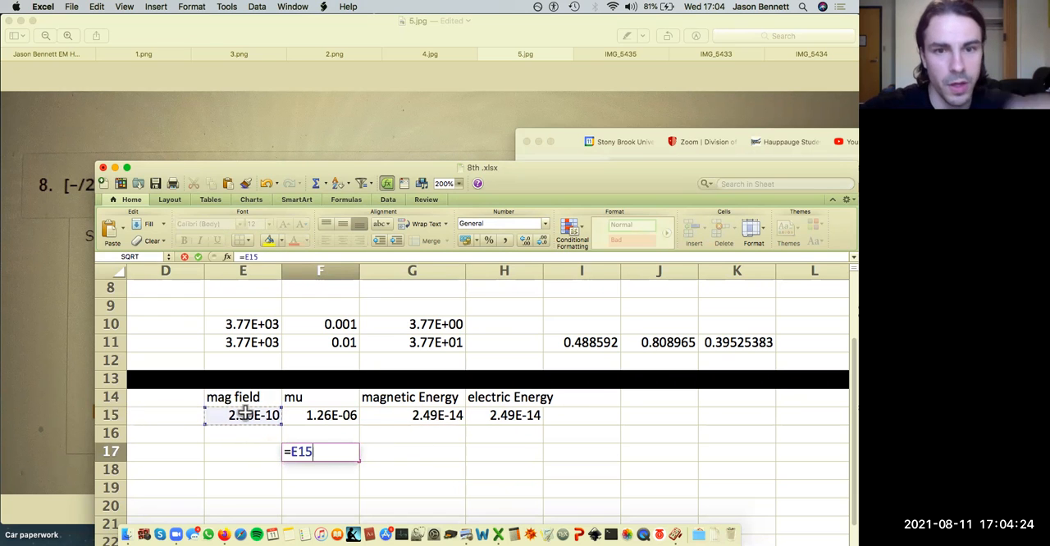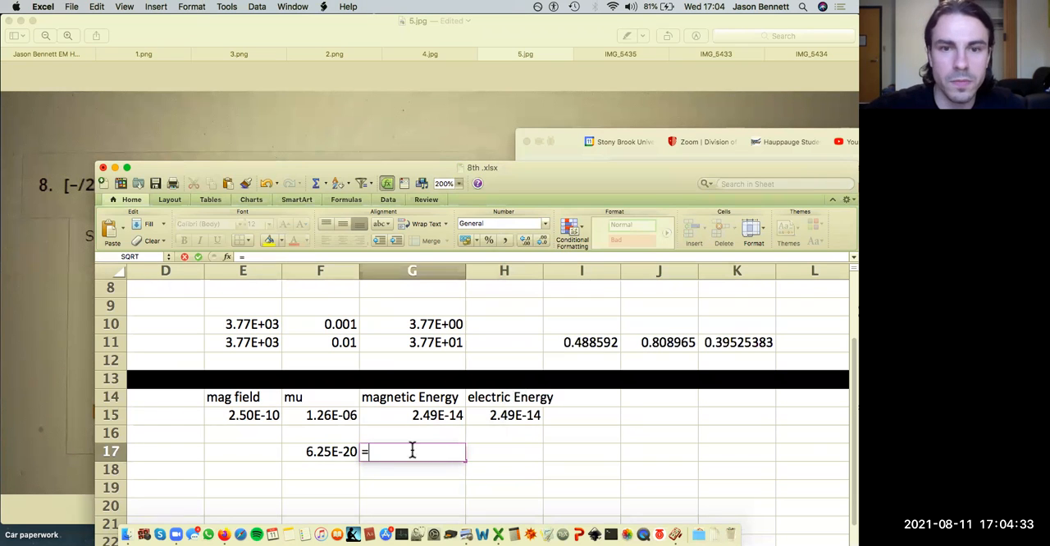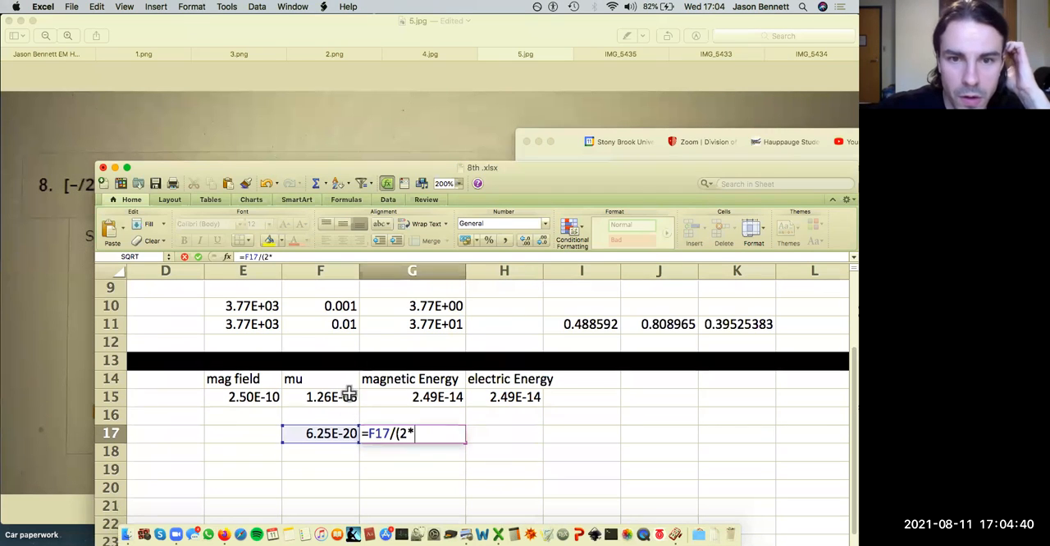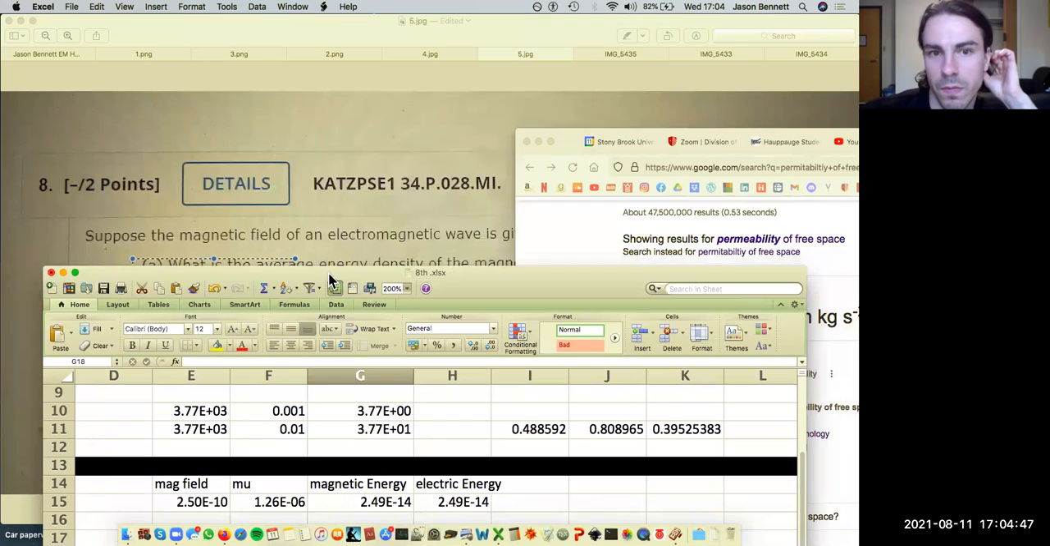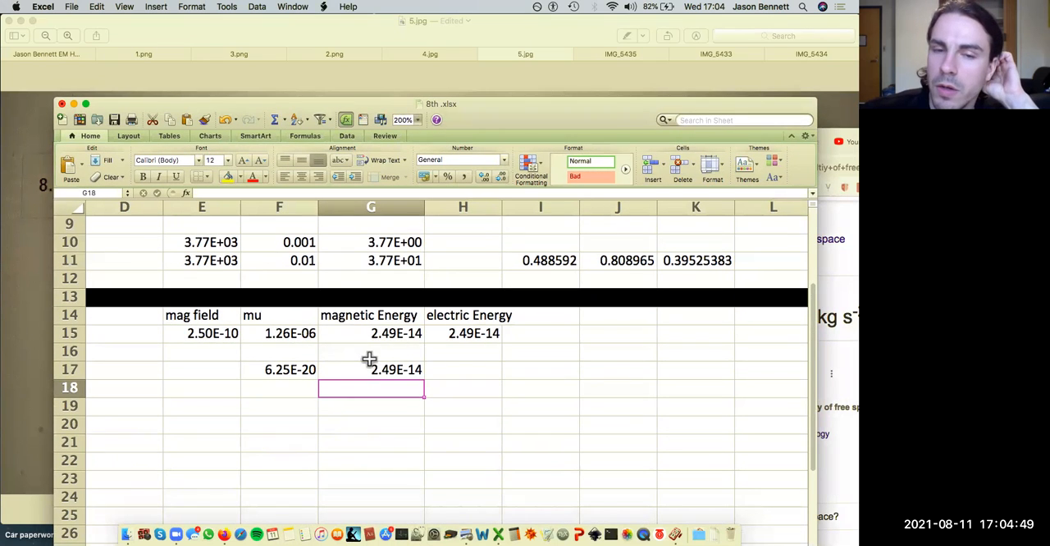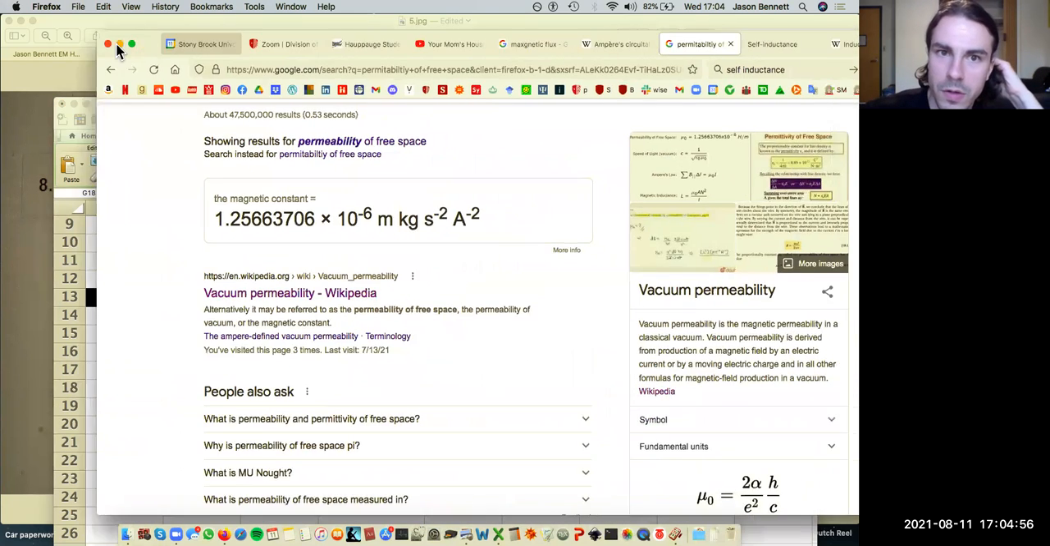Equals that squared. And then equals this thing over 2 times that thing. Should be the exact same, okay. Differs by 100%. Definitely not.